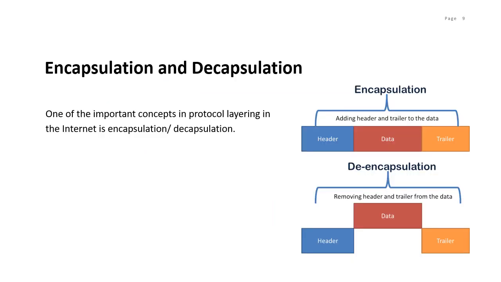One of the important concepts in protocol layering in the internet is encapsulation and decapsulation. Encapsulation means adding a header and trailer to the data, and de-encapsulation or decapsulation means removing the header and trailer from the data.